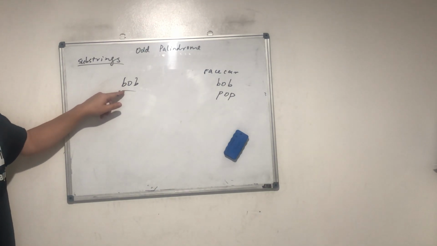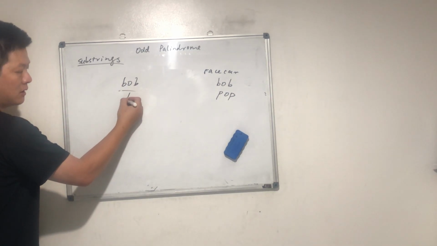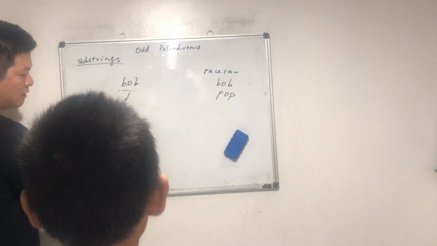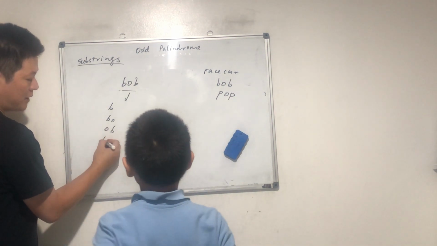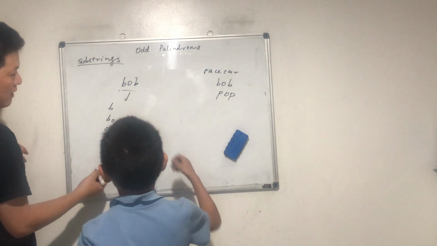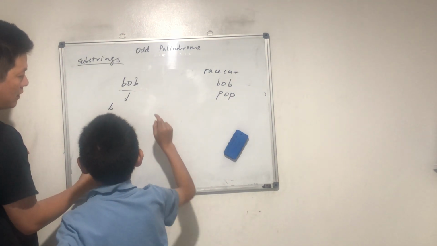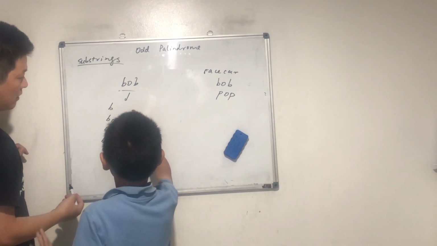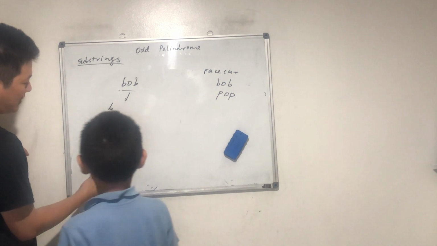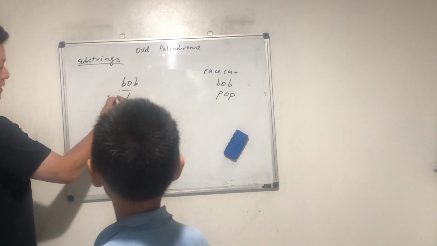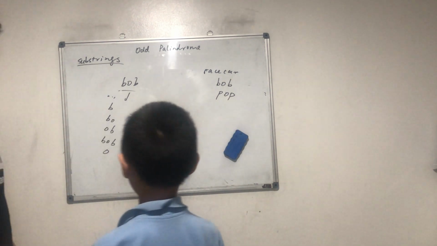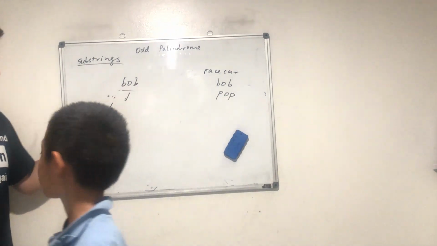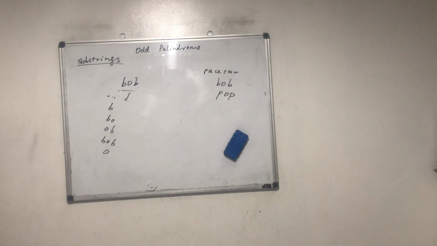Six. What are those? B, O, B, BO, OB, BOB, and OBB... no, it's BOB. And an empty string. So six. Well done. Including the empty string, which is also a substring, a special substring.